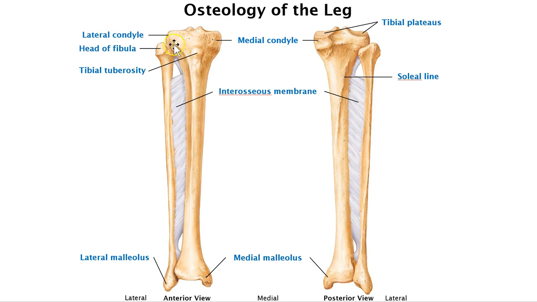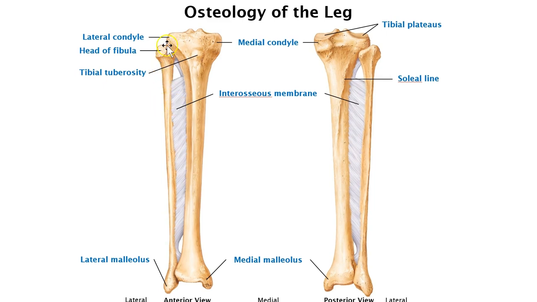The head of the fibula is where the biceps femoris attaches, as well as the lateral collateral ligament. And this is a key landmark for where the common fibular nerve courses. The head of the fibula tapers down into the shaft of the fibula. This taper region right here is called the neck. Anytime you have a head labeled on a bone, the tapered area is called the neck.